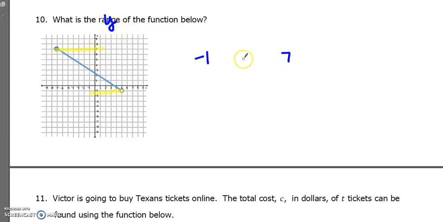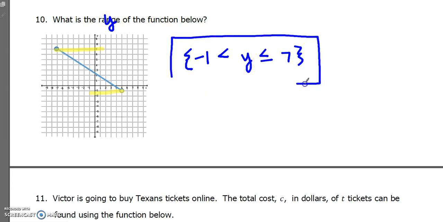It is the range, so I'm going to put a y in the middle. I have to decide my inequality signs. They're always going to be less than as long as you are putting your smallest y value first. And then we have to decide if it's equal to. Well, the negative 1 is for this point right here, which is an open circle, so it does not get the equal to. But the 7 is for this point right here, which is a closed circle, so it does get an equal to. So here would be my answer for number 10.